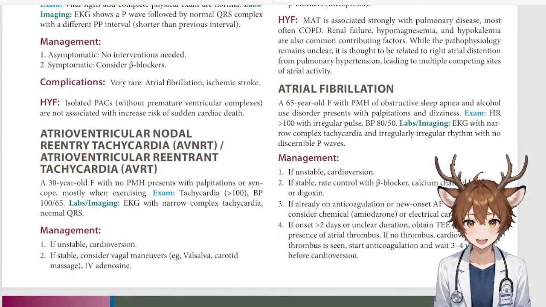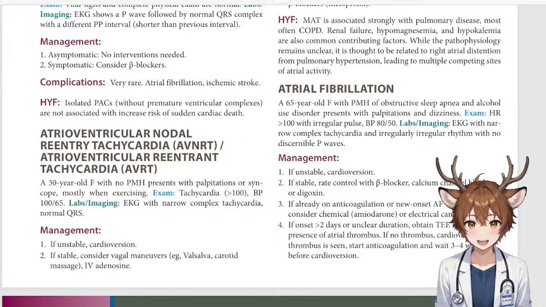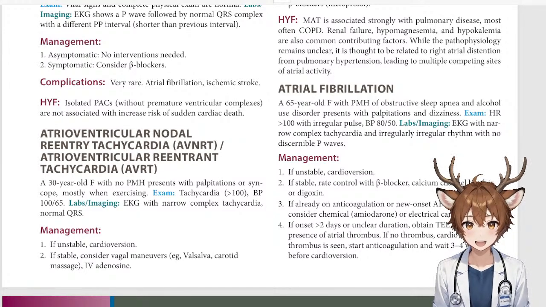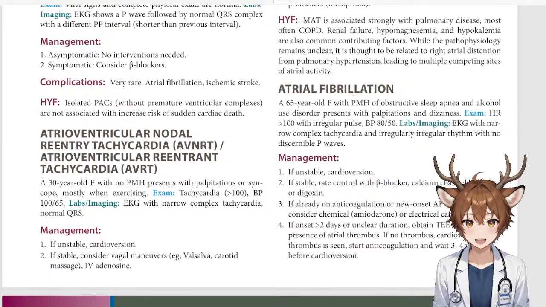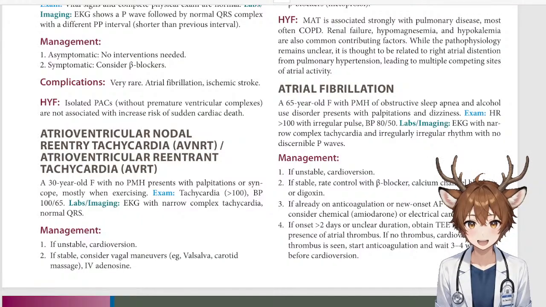Management: if unstable, cardioversion. If stable, rate control with beta blocker, calcium channel blocker, or digoxin. If already on anticoagulation or new onset AFib less than 2 days, consider chemical amiodarone or electrical cardioversion.